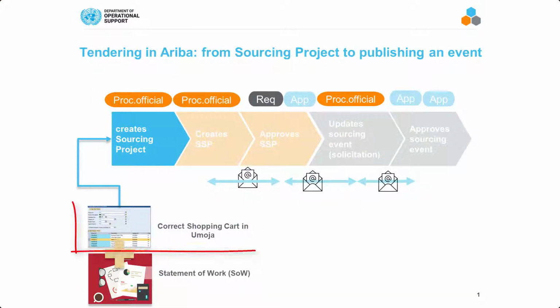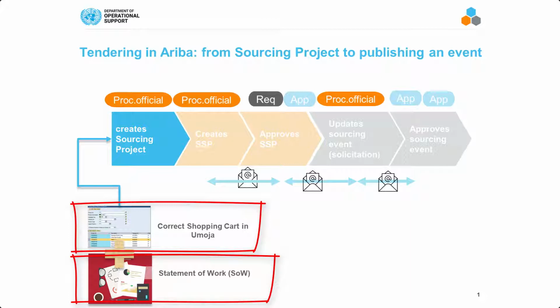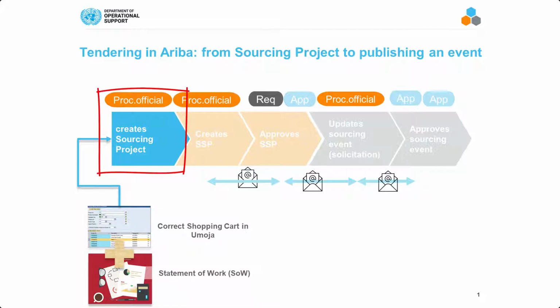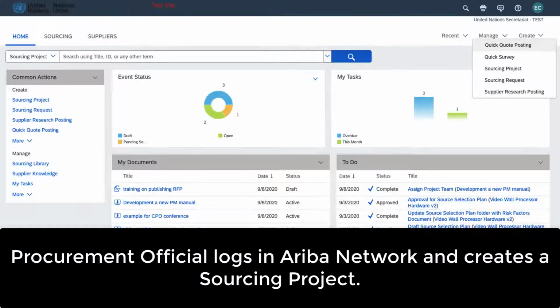Once a shopping cart, with all the correct details, has been approved, together with SOW attached, if applicable, the process begins in SAP Ariba by the procurement official, who creates the sourcing project. Procurement official logs in Ariba network and creates a sourcing project.